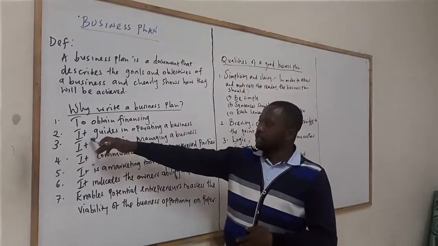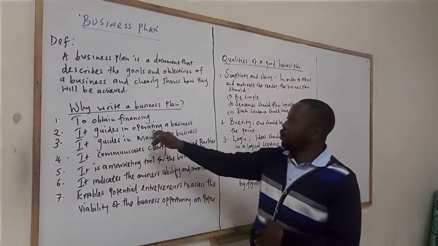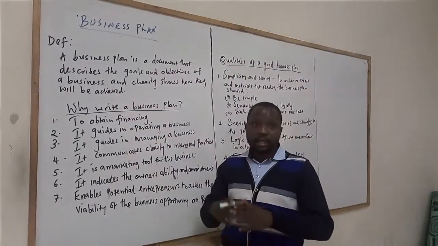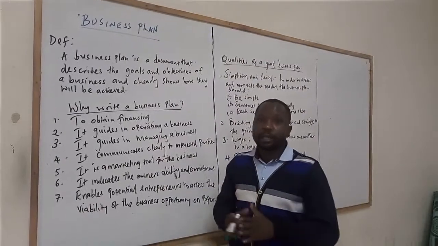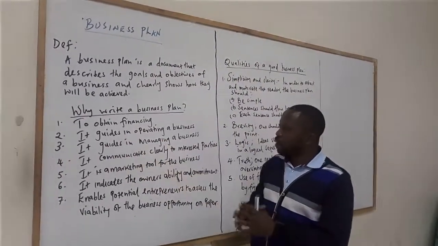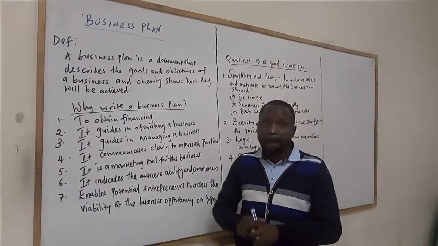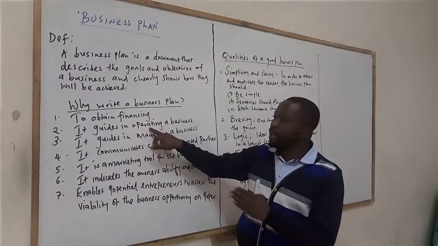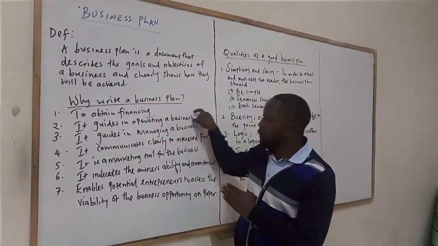Another reason is it guides in operating a business. So a business plan is normally taken as a blueprint. So it guides an entrepreneur on how to operate that particular business, that is in line with the activities that need to be undertaken in that particular business.